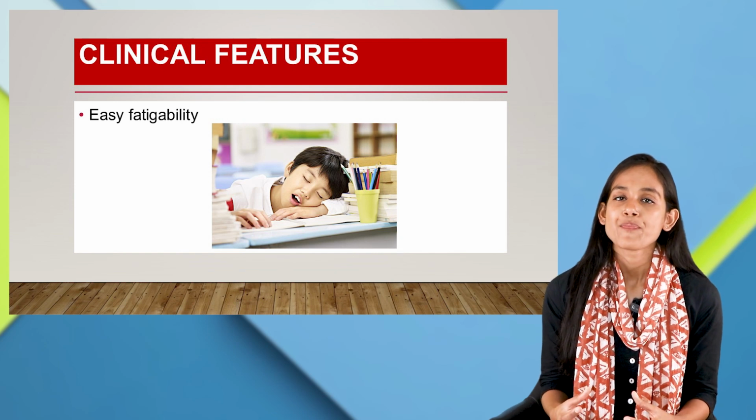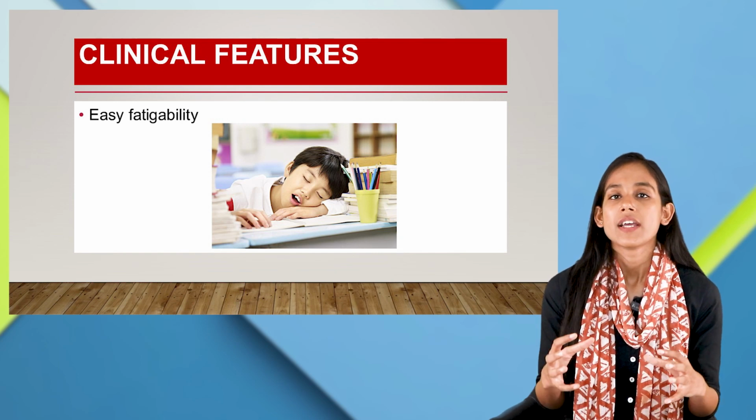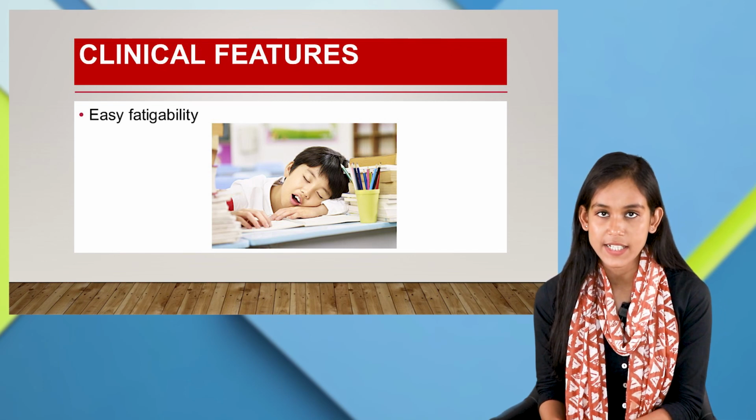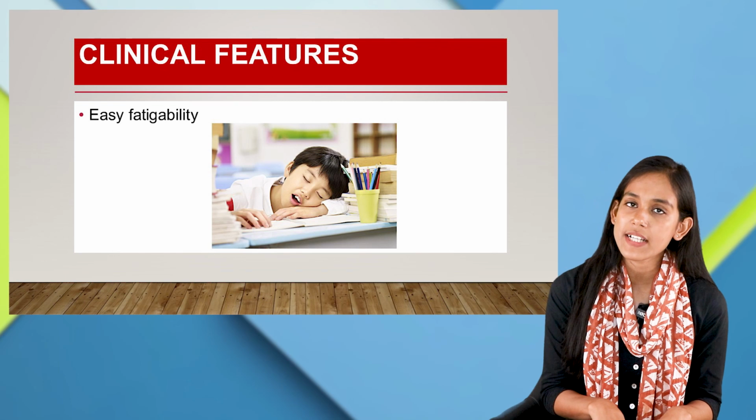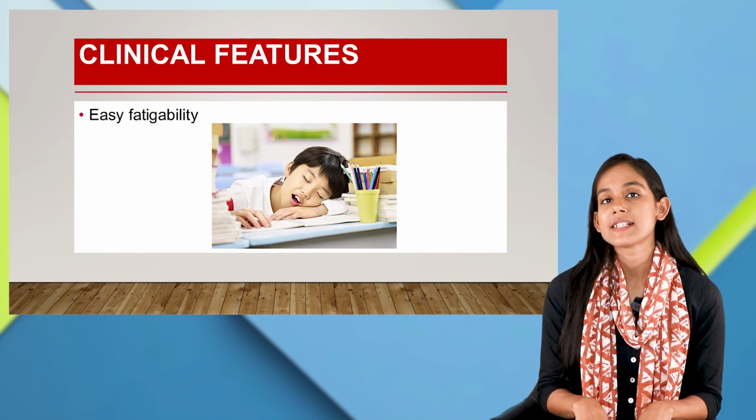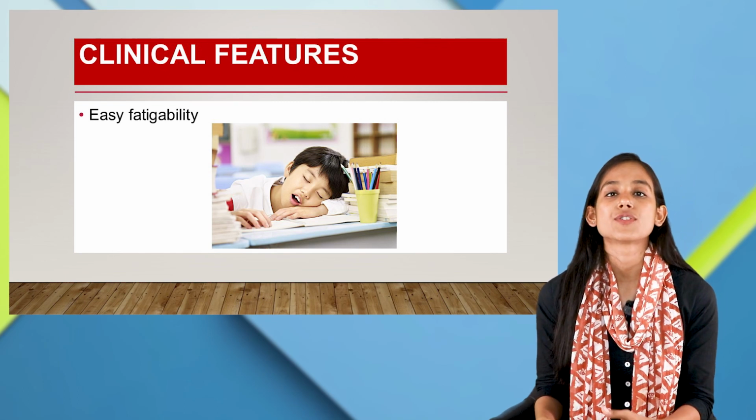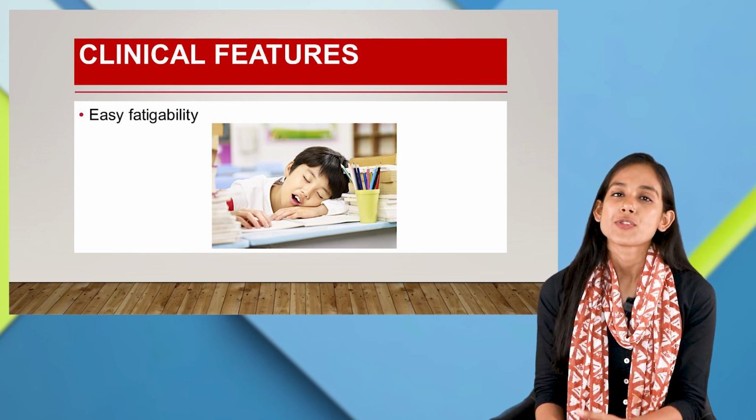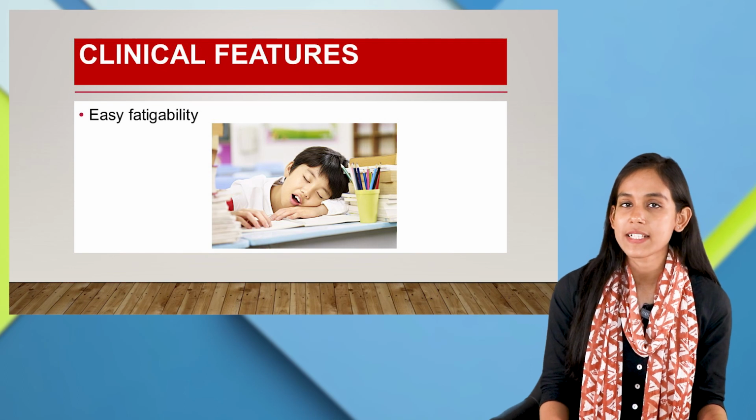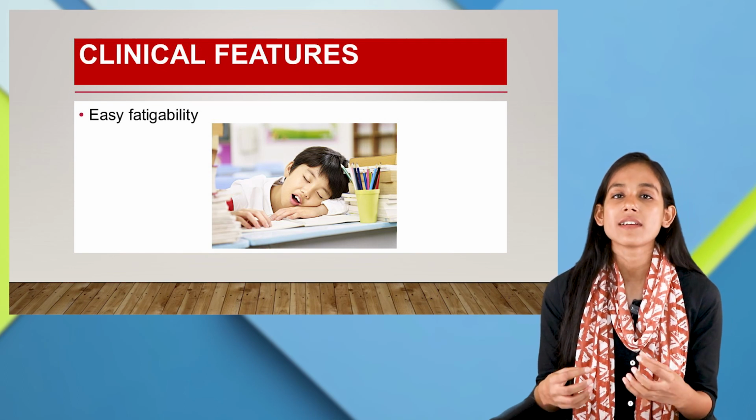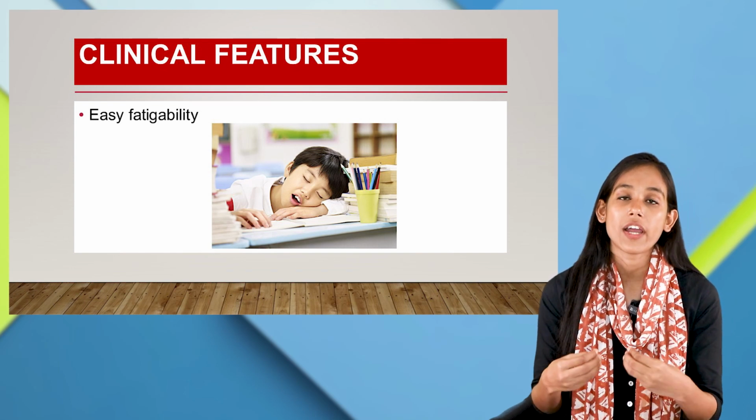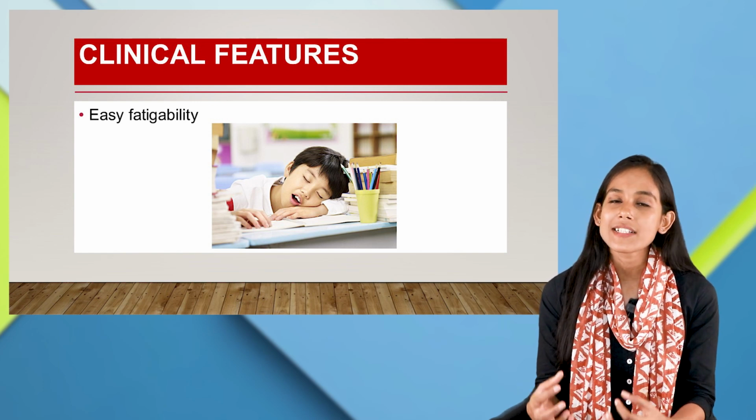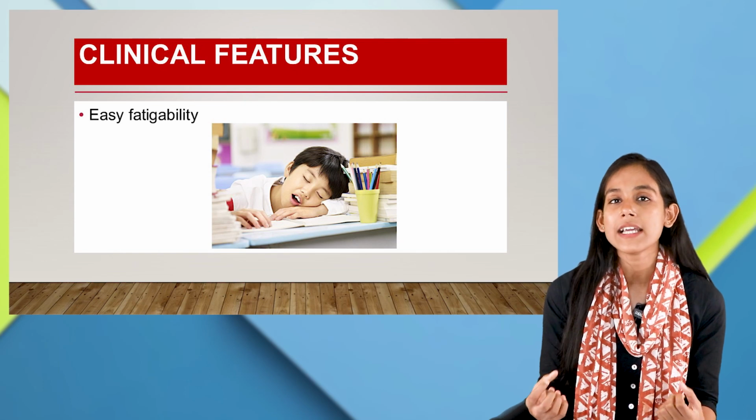Now why would this happen? Because what is happening in anemia is that there is a lack of healthy red blood cells, right? Now, these red blood cells carry adequate oxygen to your body or to your tissues, right? So if there is a lack of healthy red blood cells, then what is going to happen? There won't be enough or adequate oxygen reaching the tissues, right? So that's the reason the child will feel easily fatigued.